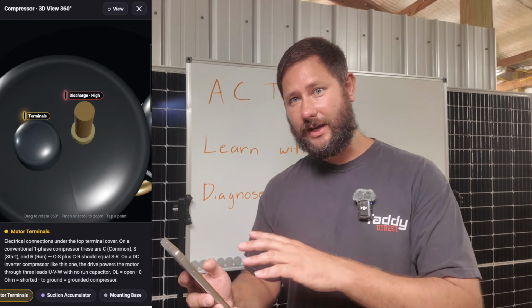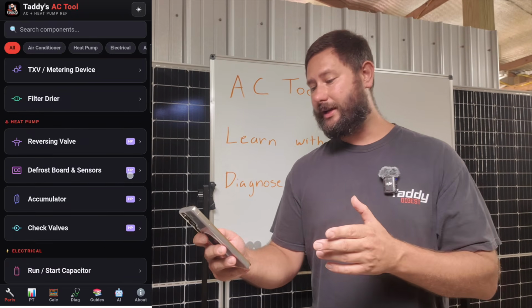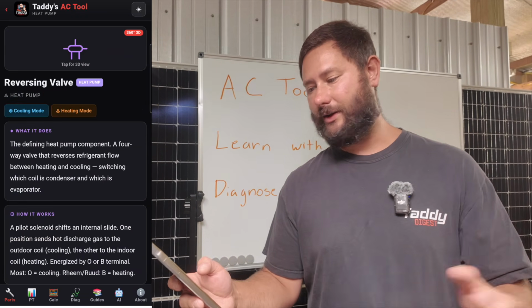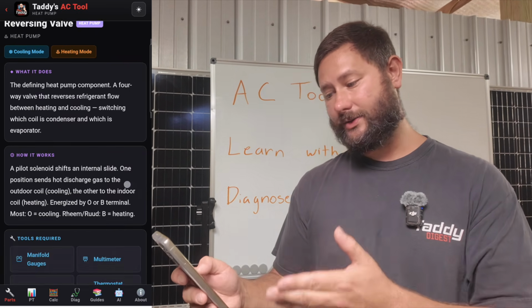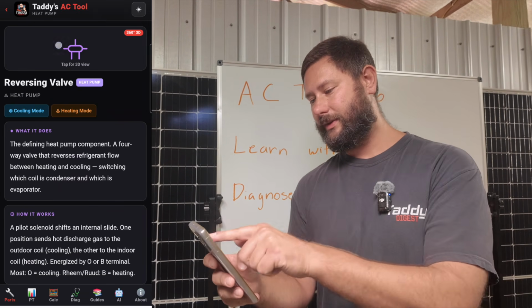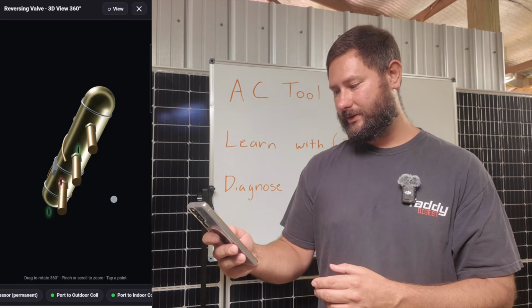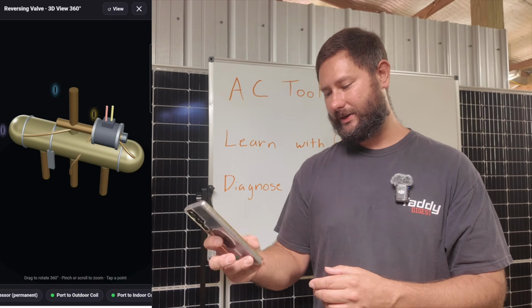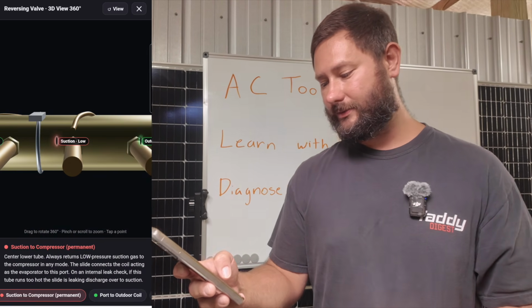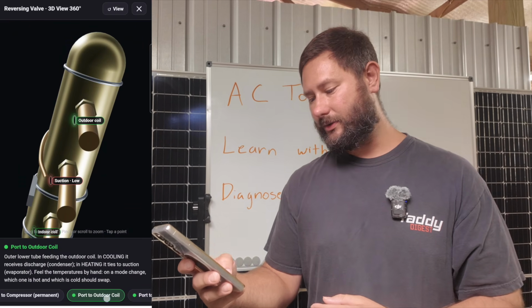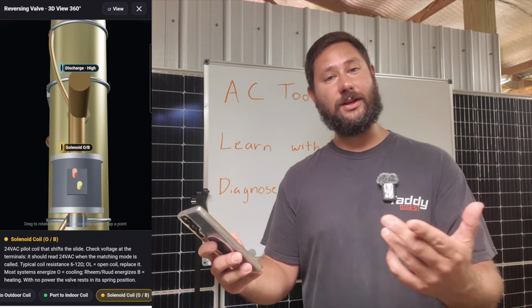All right, so you see how we got the 3D view, right? Now let's exit. Let's click on a heat pump. Let's learn more about the reversing valve. So we click on reversing valve. Now we can look at what it does or how it works, but let's go to 3D view. In 3D view, we can see the reversing valve. Check it out. We can rotate if we want. We can look at the suction line, which is always in the middle, right? Port to the outdoor coil, port to the indoor coil, and then the solenoid coil.